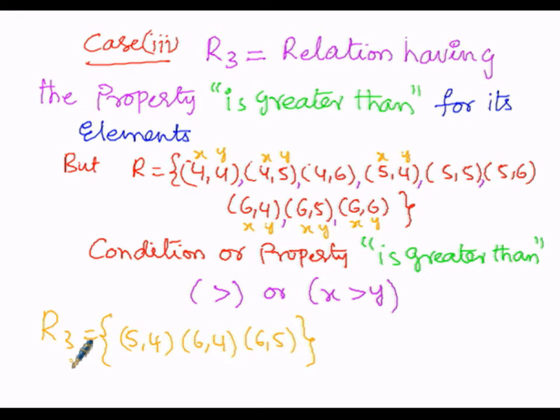The condition of this R3 is is greater than. Then we have to write these elements 5, 4, 6, 4, 6, 5 in the roster form. In order to write in the roster form, we have to separate these elements by commas and then enclose them within brackets. This gives us the roster form of the relation R3.